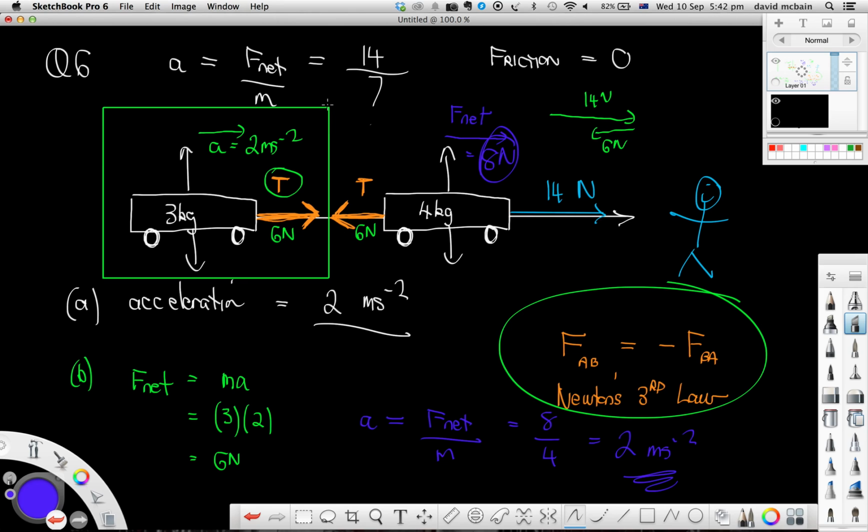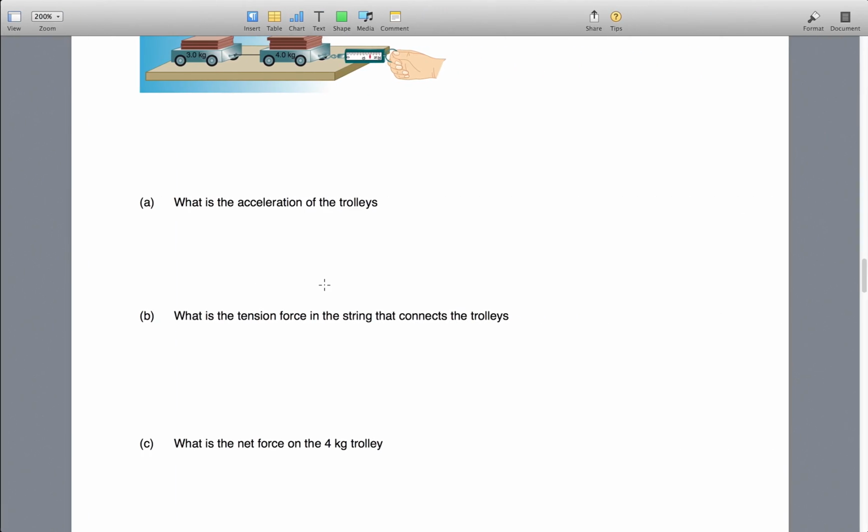I could have actually done this problem by isolating this part, knowing that the tension force was 6 newtons and the force this way is 14. As I just did a moment ago, I could work out that the net force there is 8 newtons and therefore the acceleration is 2 meters per second squared. So it doesn't matter which part you isolate, but in general you want to isolate the one with the least number of unknowns. In both parts there's only one unknown, which was the value of T. So that's question 6, I think, all of it.